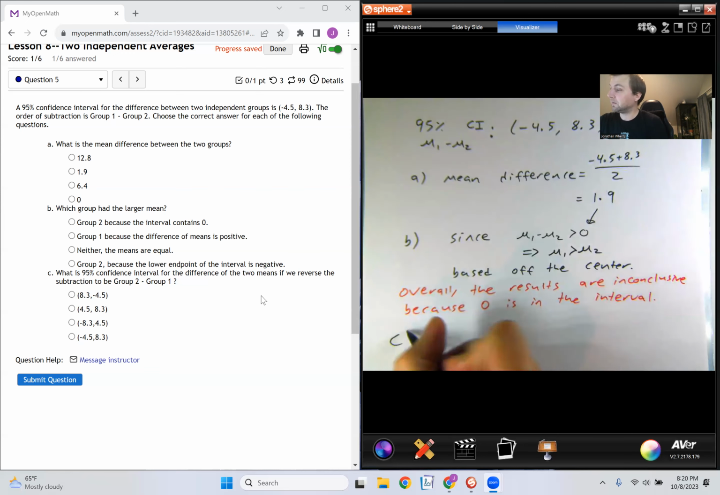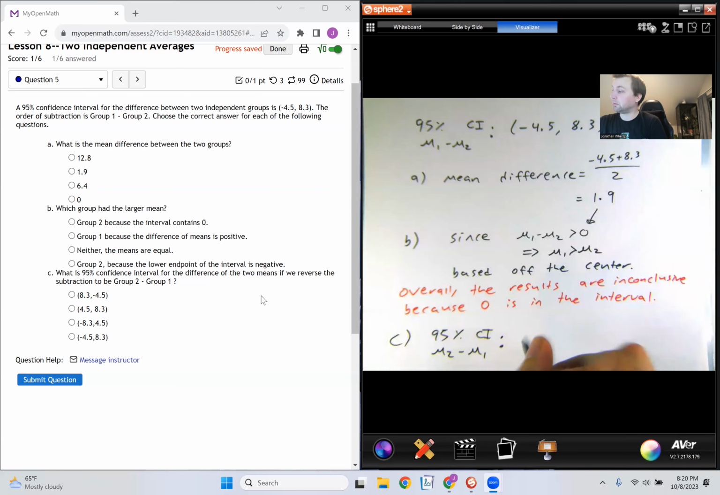So for part C, if I'm looking at a 95% confidence interval for mu2 minus mu1 in the opposite order, this positive 8.3 is going to get flopped over to a negative 8.3. This negative 4.5 is going to switch and become a positive 4.5. When you switch the order, you're going to have to switch the signs. So when you're creating these confidence intervals, you can really decide how you want to set them up. You just have to be really conscious about what's going on with the signs of your results.